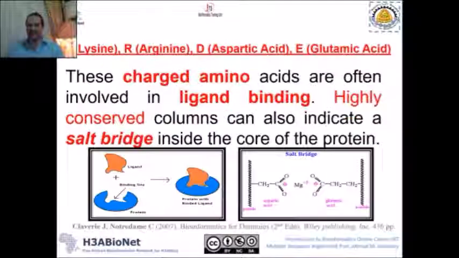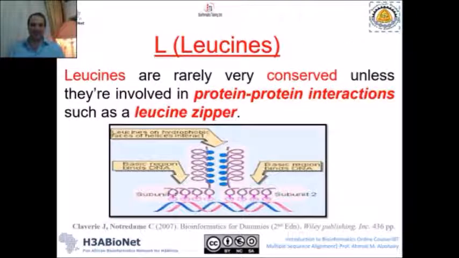Lysine, arginine, aspartic acid, and glutamic acid, as we all know, are charged amino acids, often involved in ligand binding, and highly conserved columns can indicate, of course, a salt bridge inside the core of the protein. Leucine is rarely very conserved unless it is involved in protein-protein interaction, such as a leucine zipper. So if you see columns of leucine, you can guess that there may be a leucine zipper, which can help in protein-protein interaction.